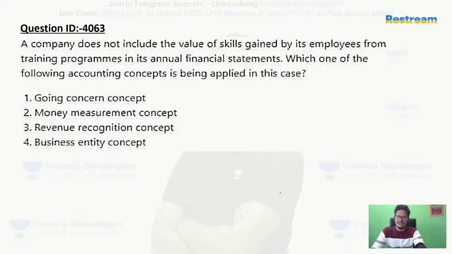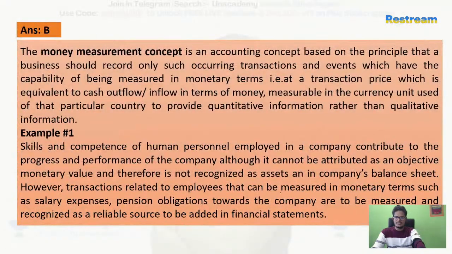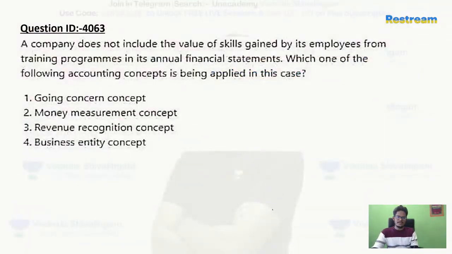A company does not include the value of skills gained by its employees from training programs in its annual financial statements. Which one of the following accounting concepts is being applied in this case? Answer is the money measurement concept, because simply the skill of an employee we cannot record in the books of account, as skill of an employee does not have any value in monetary form. As per the money measurement concept, only that which has monetary value is to be recorded in the books of accounts. So when we are not recording it, it is as per the money measurement concept only.